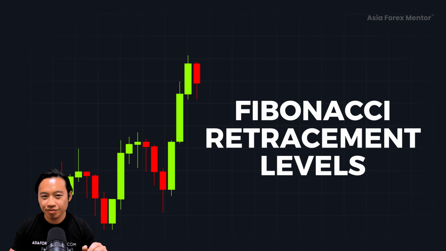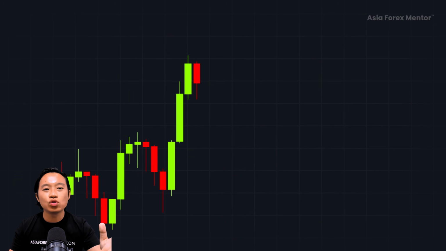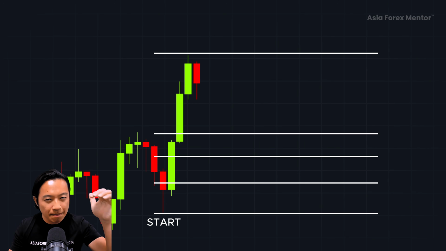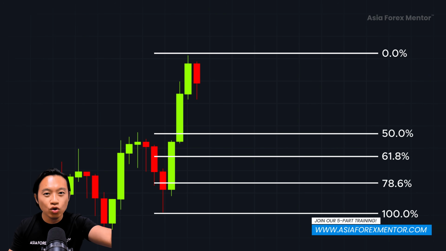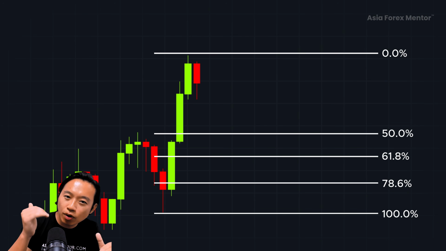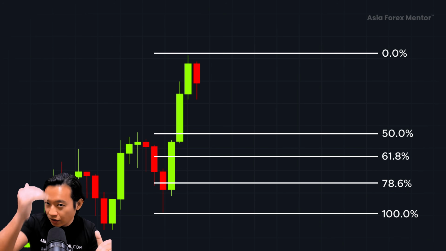The Fibonacci retracement levels. You can apply this tool from the start of the impulsive wave to the end, because this will help you to identify the correction range. So when you apply this, you will notice all these levels will start to appear. These levels will act as support and reject the price when it reaches them.